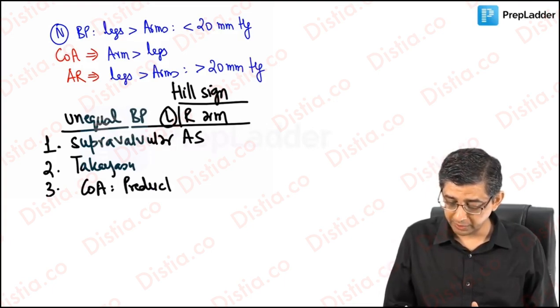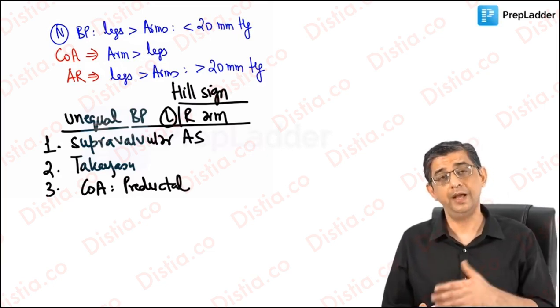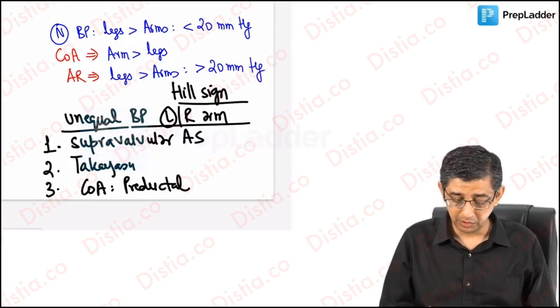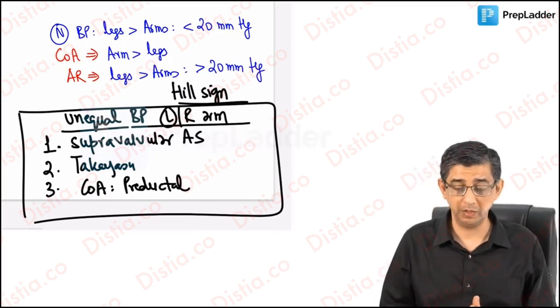You see, we have post and preductal. Preductal usually has a pediatric presentation. Postductal later has an adult presentation. These are three important causes of unequal blood pressure between the left and the right side that should be remembered.